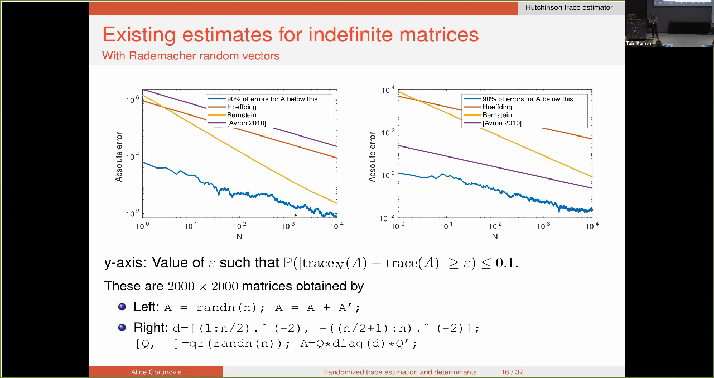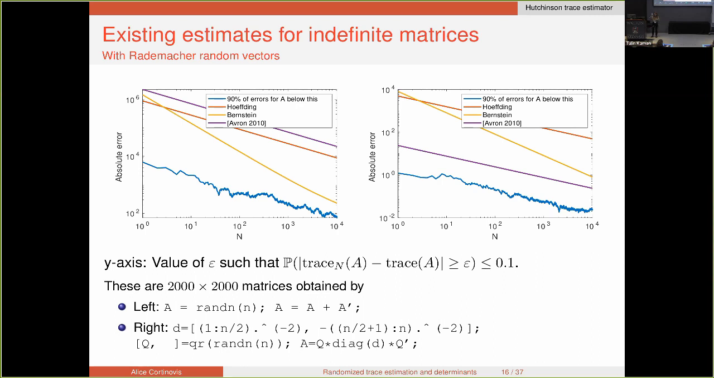And then this blue line is what happens in practice. So I compute, say, 100 of these estimates, throw away the worst 10%, and then plot the largest error of the remaining ones. You see that these estimates are off by a factor of about 2 here and about 3 or 4 there. Now here you clearly notice that the estimate from Bernstein inequality has a different slope from the other ones.